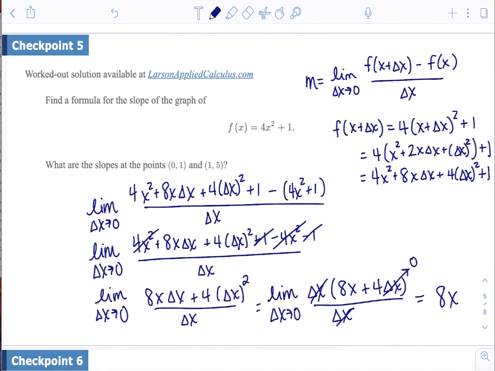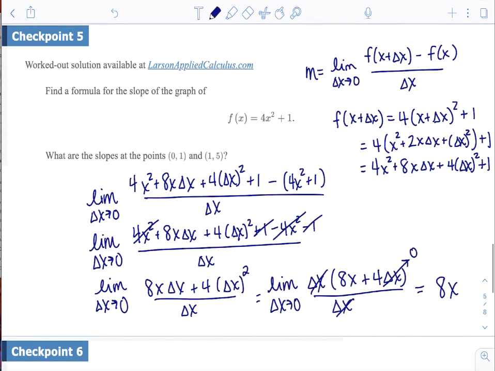Now, if we wanted to evaluate the slope at (0, 1) and at (1, 5), we simply need to plug that point into our equation. So at (0, 1), x is 0, so that's going to be a slope of 0. And then at (1, 5), x is 1, so our slope is going to be 8 times 1, or 8.